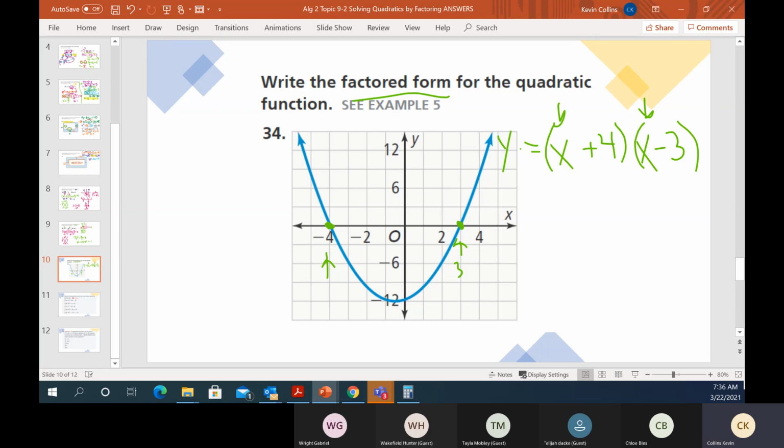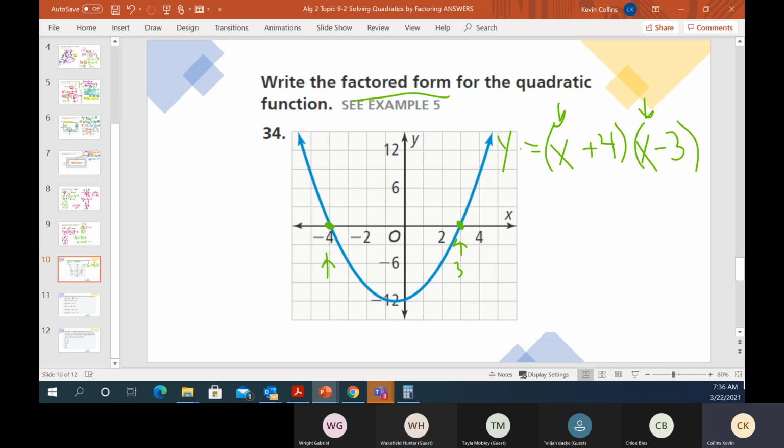So if they ask you for the factored form and they give you a graph, it's actually pretty easy. You find the two points where you cross, write them down, switch the sign, stick some x's in front of them, and you're done. Easy, easy. Questions on that one? Okay, easy and peasy.